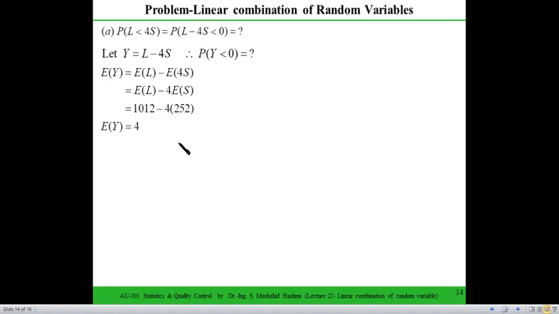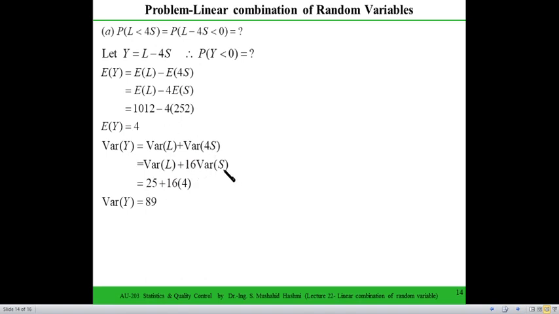Similarly, we can calculate the variance of y, which would be 1 squared times the variance of L, the large bottle, which is 25, plus 4 squared, which is 16, times the variance of the small bottle, which is 4. Then the variance of the linear combination would be 89 here. Then using the standard normal distribution, the y value is 0, 0 minus the mean value of 4, and the standard deviation is the square root of 89.